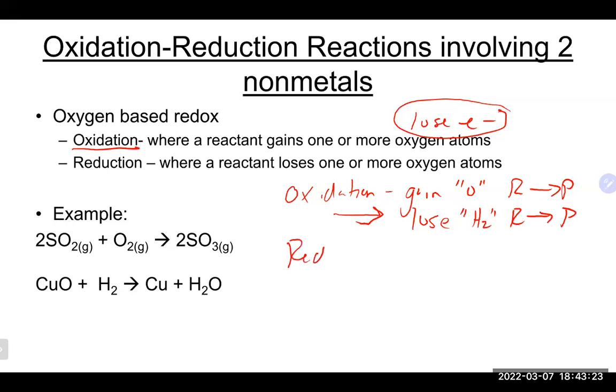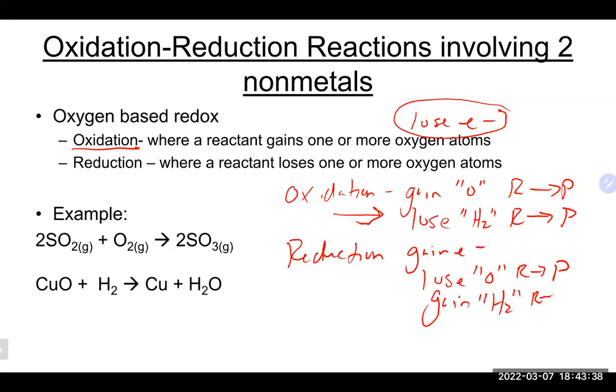Reduction is the opposite. Reduction, again, is our gaining of electrons. It is the losing of oxygen as you go from reactants to products. And it is the gaining of hydrogen as you go from reactants to products. Again, in this chapter, the electrons is more what we're looking at.